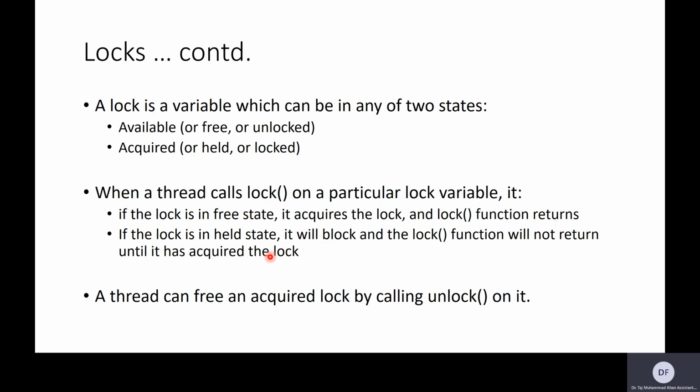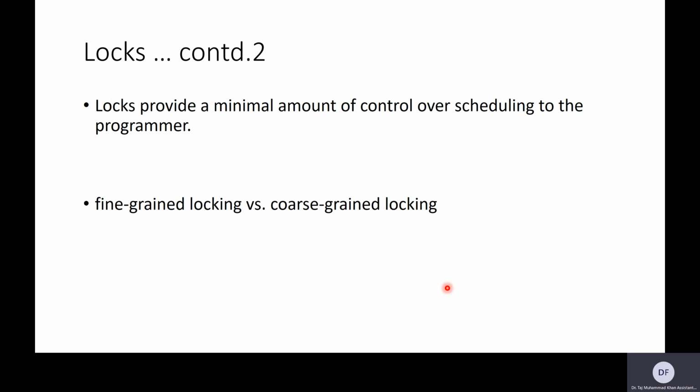Since some other thread is already holding the lock, our function to acquire the lock will block, and it will stay blocked until that particular thread releases the lock and the lock is given to us, which means we acquire the lock. Only then will we be able to return. We can release an acquired lock by calling unlock on it. All this we discussed in the last slide.